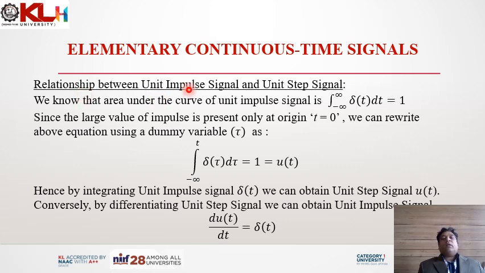Now we are going to discuss the relationship between the impulse signal and the unit step. We have already seen the integral of delta of t dt from minus infinity to infinity is 1, and we can rewrite the same equation as integral minus infinity to t delta of tau d tau is equal to 1, which is nothing but the unit step signal. Therefore, by integrating the impulse signal, we get the step signal. Conversely, by taking the derivative of the unit step signal, we can obtain the impulse signal as shown by this equation.